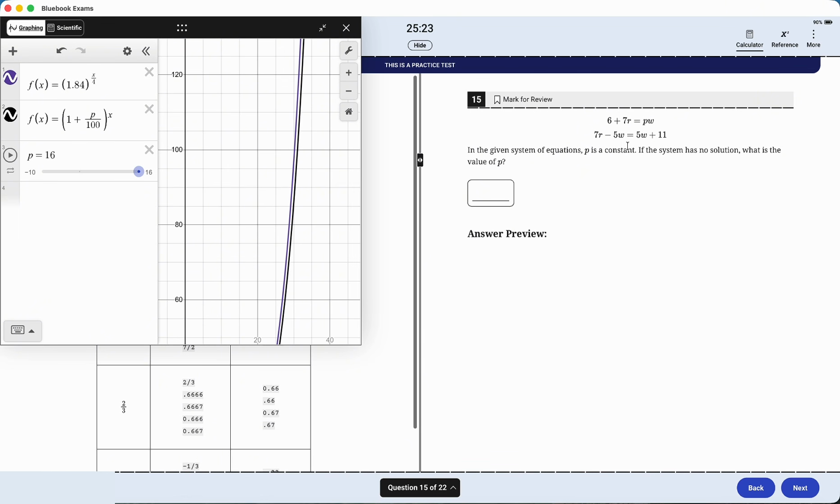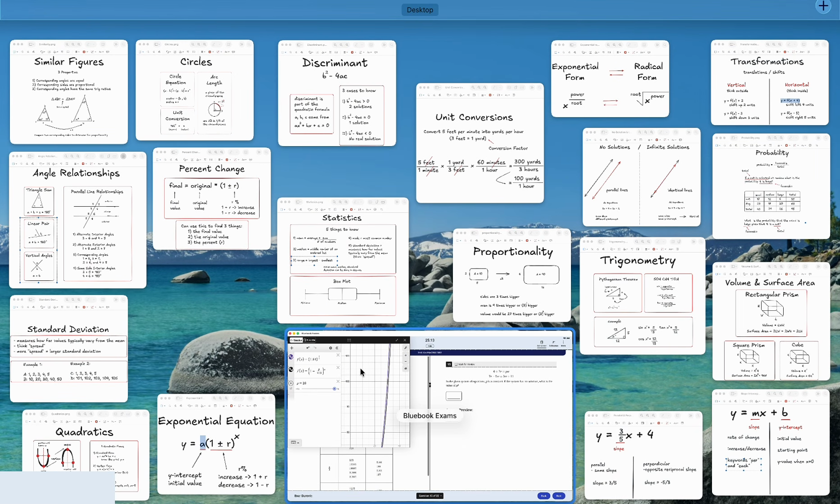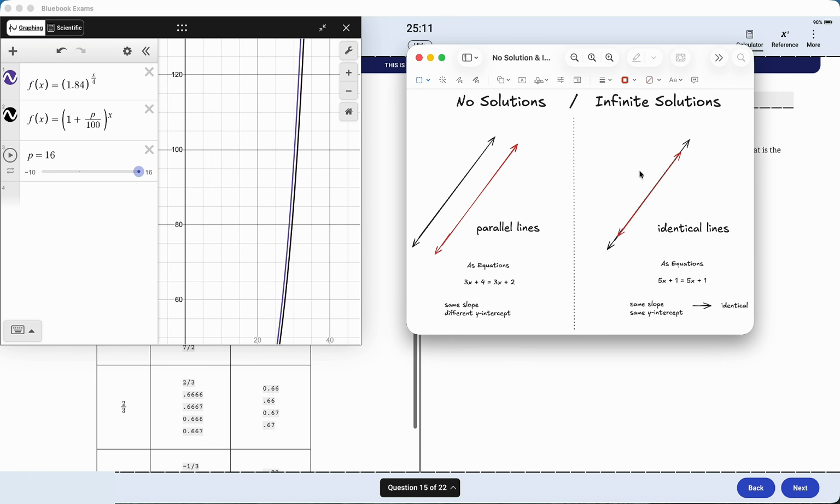Next one here, it gives us a system, right? And it says, in the given system of equations, p is a constant. If it has no solution, what is the value of p? I have something for this. Where is it? Here it is. No solutions. We saw this a little bit earlier. It's just going to be when they're parallel, right? So we want to figure out what value of p is going to make them parallel.